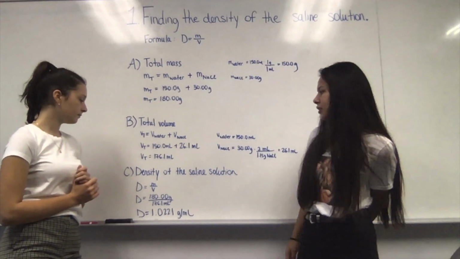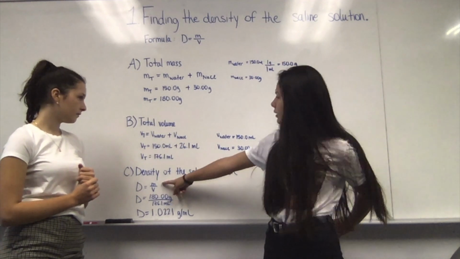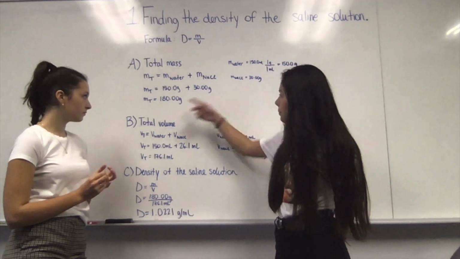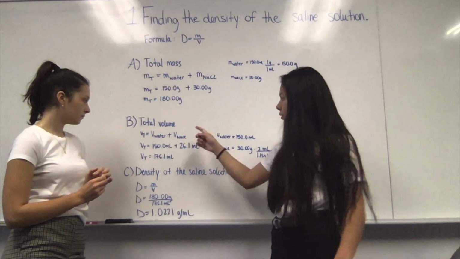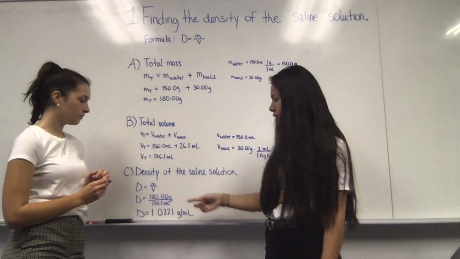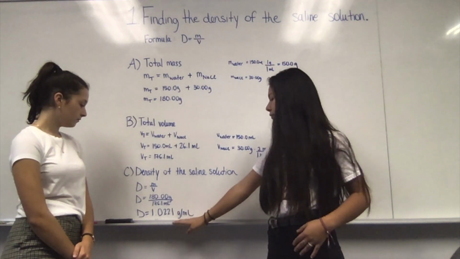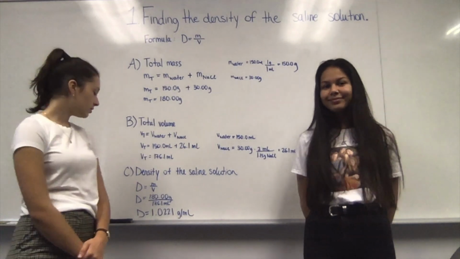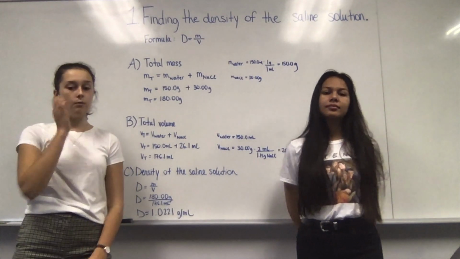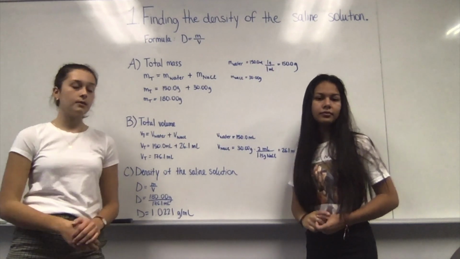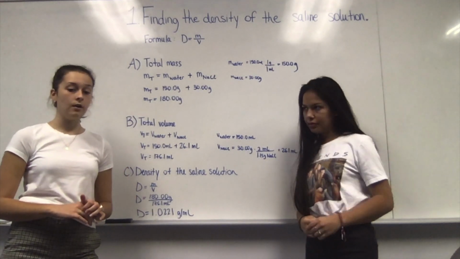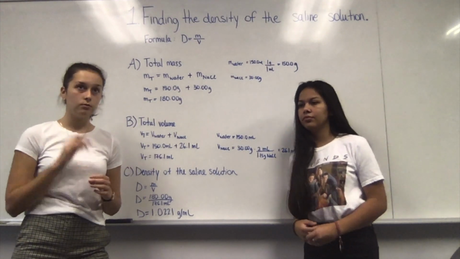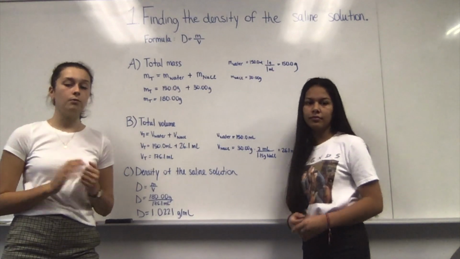Finally, we found the density of the saline solution with our formula, that was the mass on the volume. And because we found in the first step that we had 180 grams total and 176.1 milliliters in total, we can divide those together and find that the density of the saline solution is 1.0221 grams per milliliter. And so we knew that the density of the saline solution that we recreated in a laboratory is approximately the same as the density of seawater, because the density of seawater ranges about 1.02 grams per milliliter to 1.03 grams per milliliter.